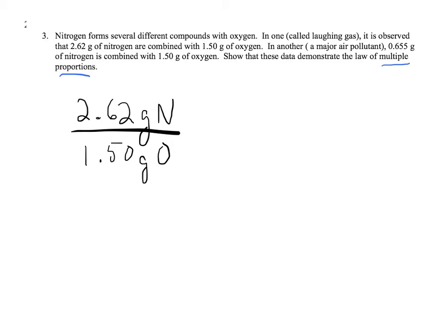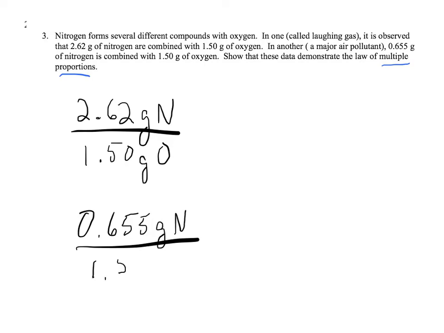And then we look at the second compound between nitrogen and oxygen, and in that particular compound we have 0.655 grams of nitrogen per 1.05 grams of oxygen. So now the next step is we need to divide, so we get the ratios here. When we divide these, the top one is going to get us an answer of 1.72. The bottom one is going to get us an answer of 0.44.